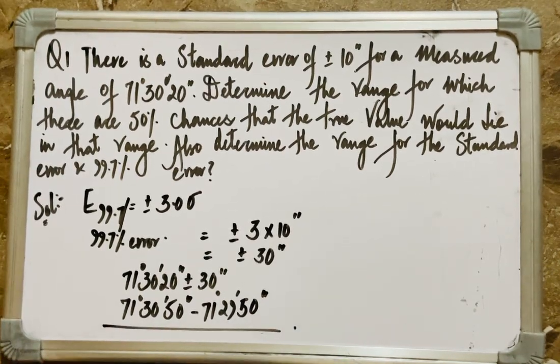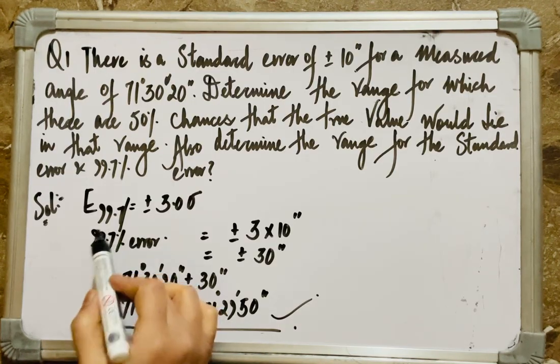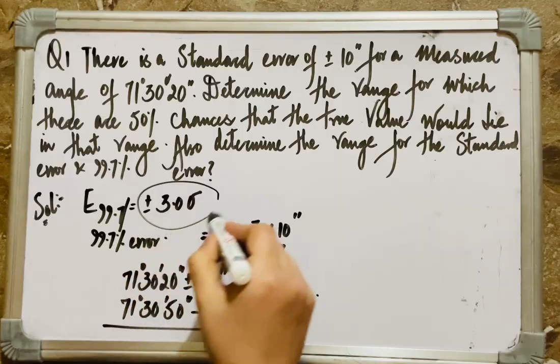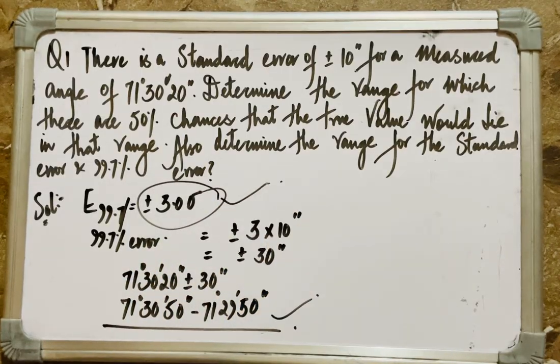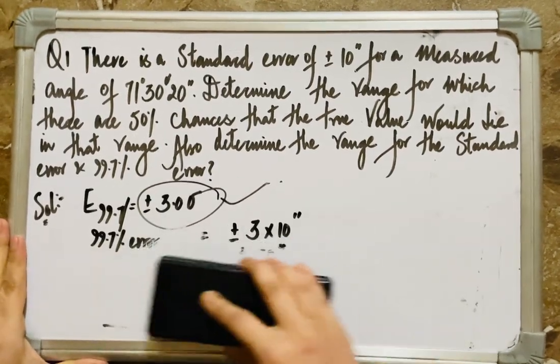So this is the range in which my 99.7% error will lie, which is also expressed as E99.7 and is equal to thrice the standard deviation. So we have completed all the 3 parts of the question. Let's do the next question.